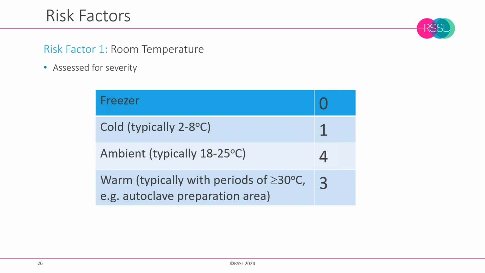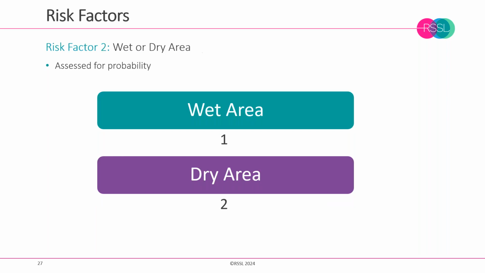And then the higher ratings are given to warmer areas, maybe where there's heat produced from an autoclave, for example, and then ambient areas, because ambient areas are particularly in tune with the typical contamination that would be shed from a person. So that type of human skin-derived microbiota, the Staphylococci, Micrococci, Coccarea, those sorts of organisms would be able to proliferate under standard ambient conditions for a period of time. The second risk factor that was looked at was whether the area was wet or dry.